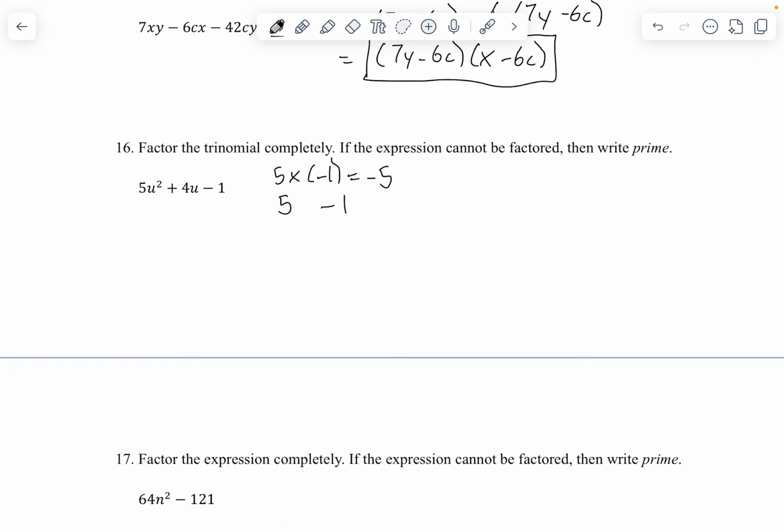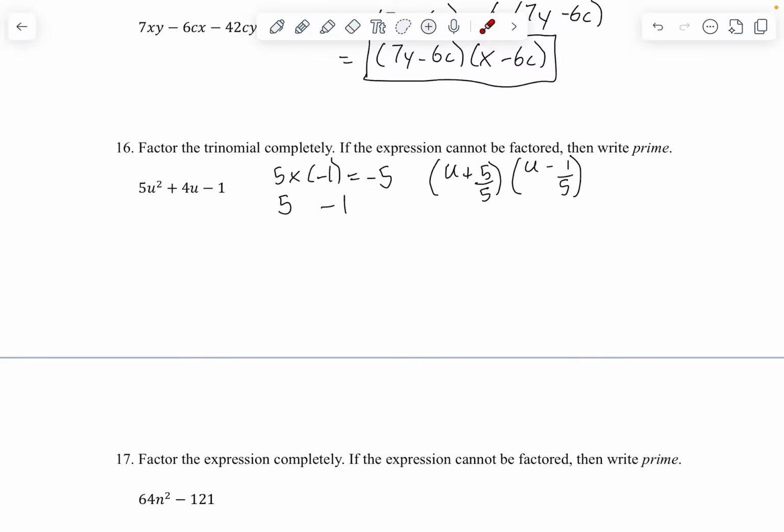I use those two numbers to set up two what we call temporary factors. So I basically say u plus 5 and then u minus 1. Then I take the coefficient of the u squared term, which is the 5, and stick that underneath those numbers in my temporary factors. Now, where you can reduce, you reduce. Where you can't reduce, you take that denominator and you move it out front.